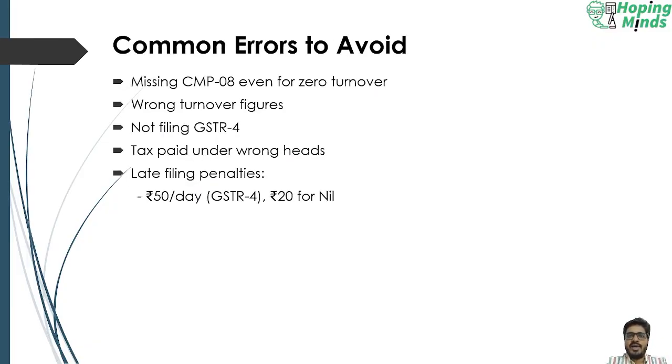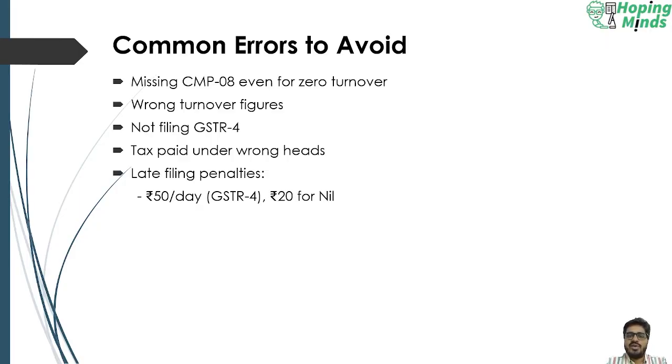So what are the common errors to avoid? Missing CMP-08 even for zero turnover. Even in case where there are no turnovers during the quarter, CMP-08 must be filed by the taxpayer. Then wrong turnover figures. The wrong turnover figures will ultimately lead to differences in the taxes that were payable and the taxes that have been paid. So there will be a mismatch, and the department will issue a show cause notice for such mismatch.